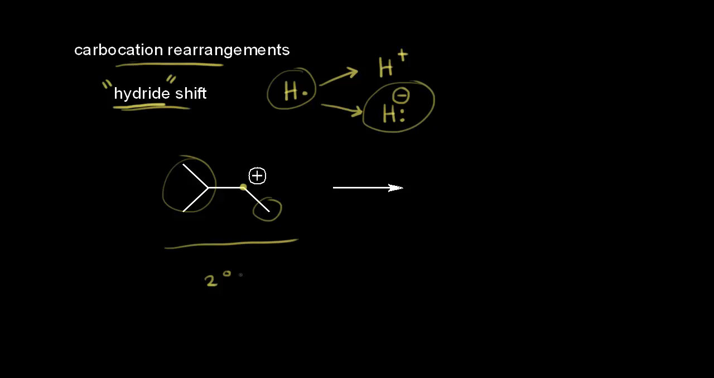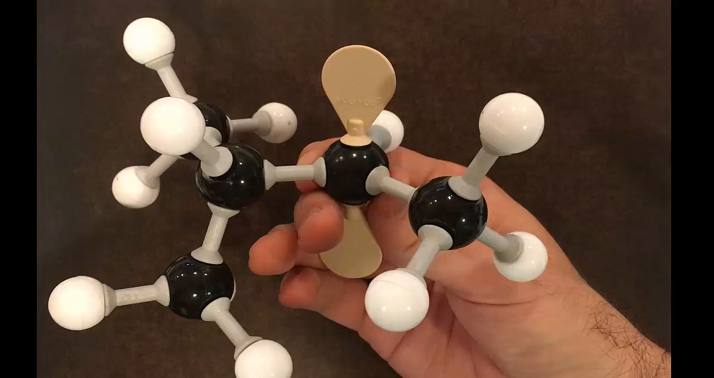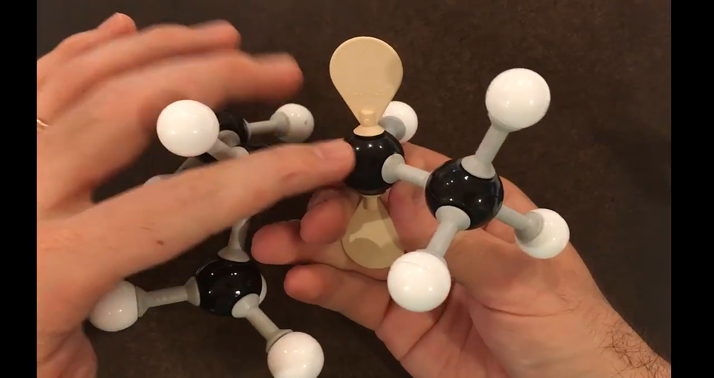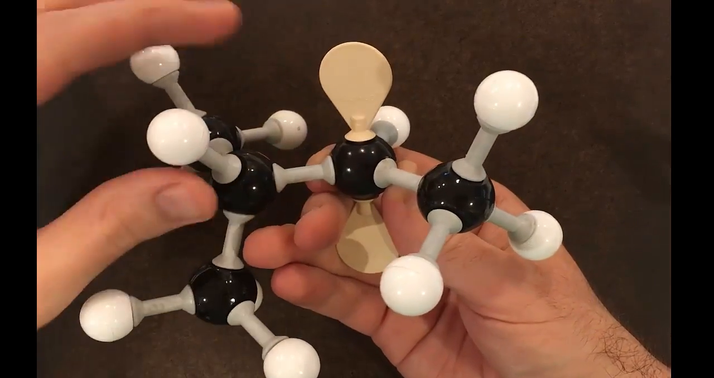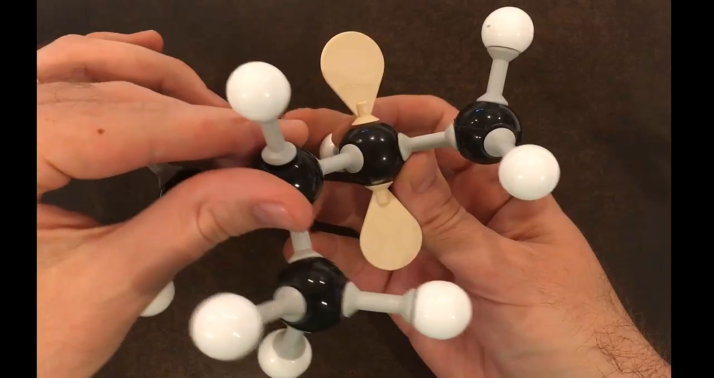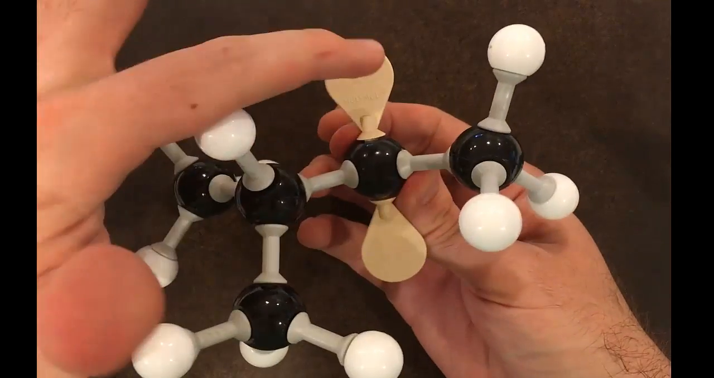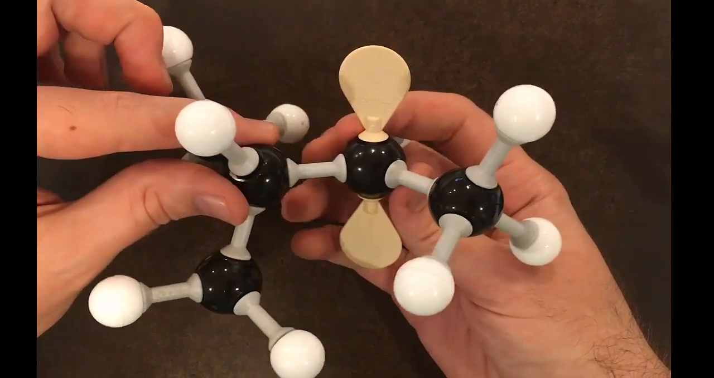And we can do a hydride shift. Before I show how to draw a hydride shift, let's go to the video so we can see it with the model set. So here is that secondary carbocation. You can see the geometry around our sp2 hybridized carbon is planar. You can also see our empty p orbital here with the paddles.